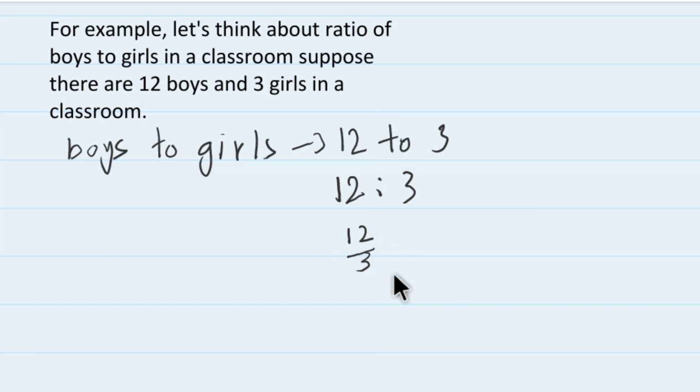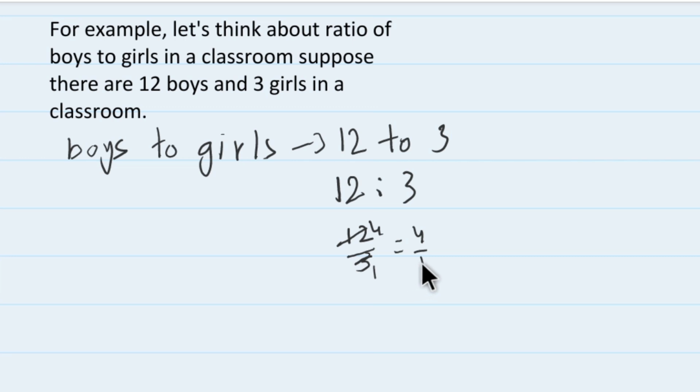Now, we can also simplify ratios like we simplify fractions. It is clear that we can divide both the denominator and the numerator by 3. That is, 3 ones are 3 and 3 fours are 12. So 12 ratio 3 is equal to 4 ratio 1.